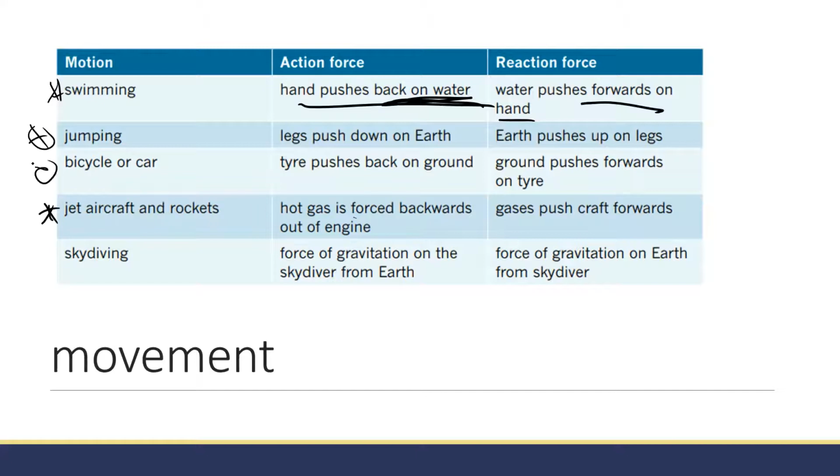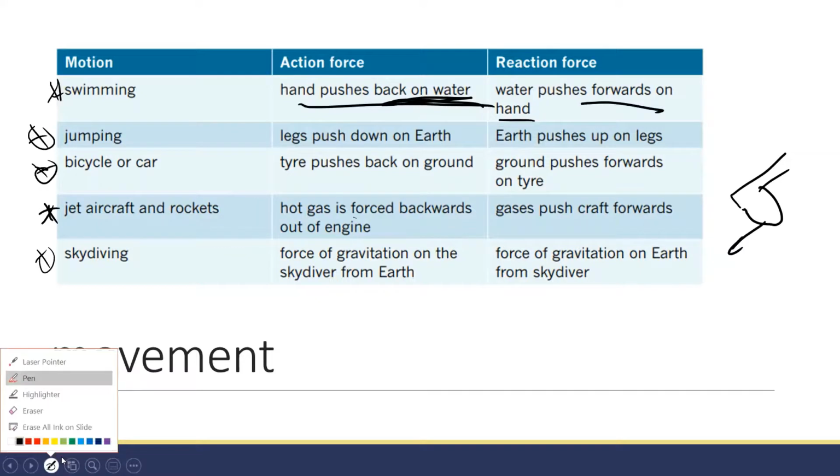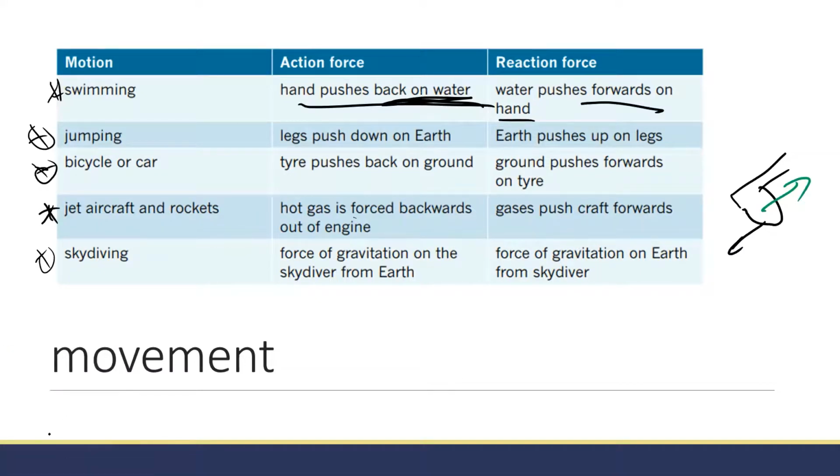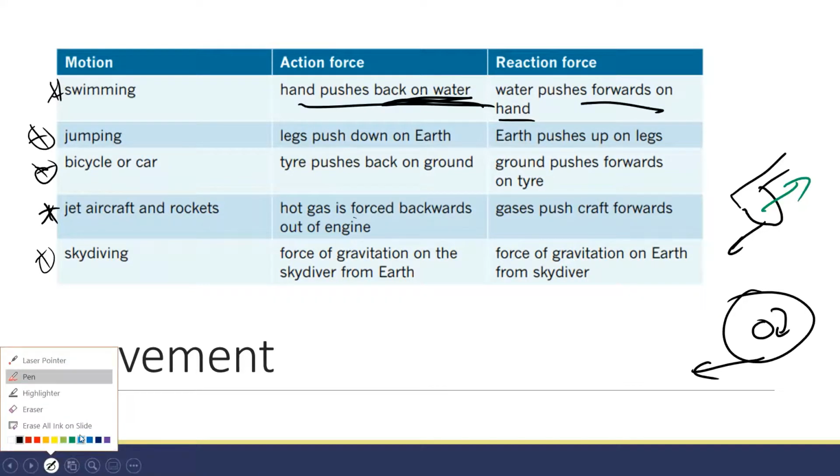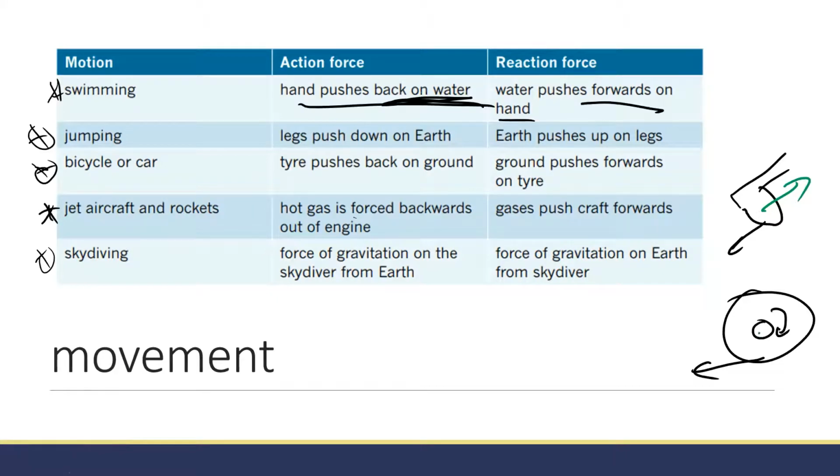But here are three that we didn't talk about. Jumping: as your legs push down on the earth, the earth pushes up on your legs, and that allows you to go into the air. A car: instead of the foot that we had the picture of, where the foot pushed down onto the earth and so the earth pushed up on the foot, if you replace that foot with a car tire, the difference is the car pushes backwards on the earth, because as it spins, it pushes backwards on the earth, and so the earth pushes forward on the car. That also applies to bicycles as well.